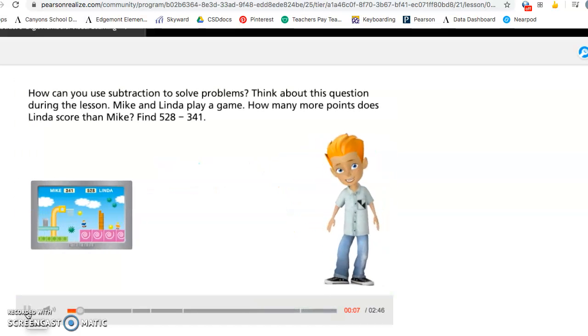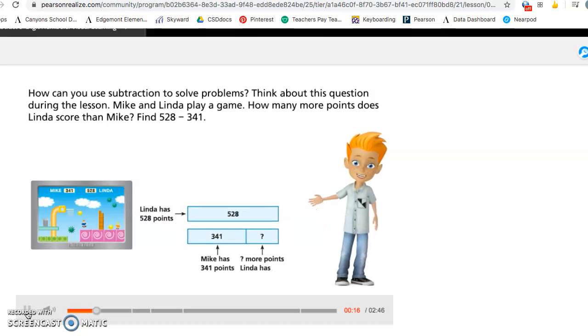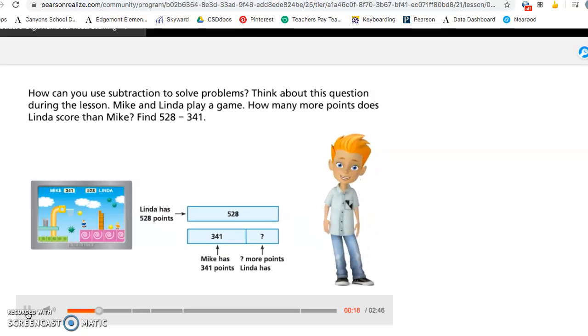How can you use subtraction to solve problems? Think about this question during the lesson. Mike and Linda play a game. How many more points does Linda score than Mike? Find 528 minus 341.